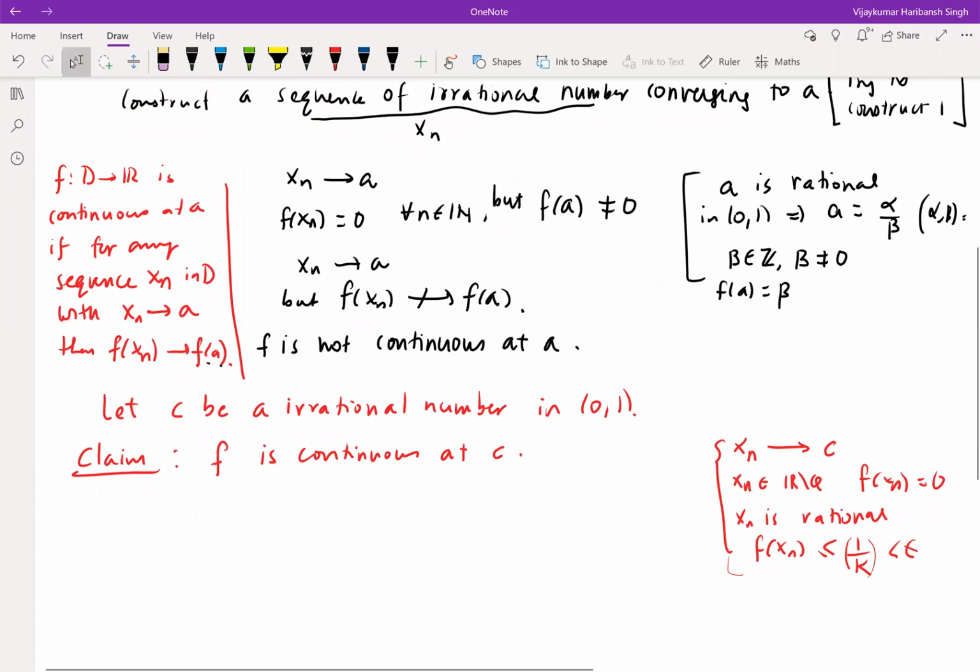So how do you show that f is continuous at c?